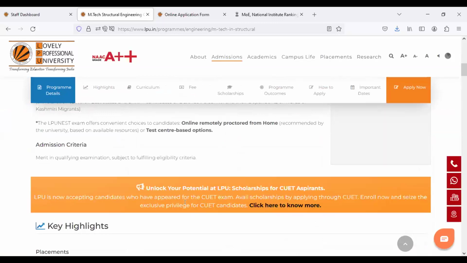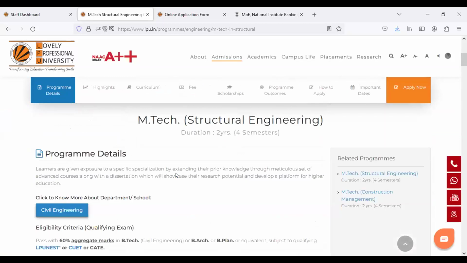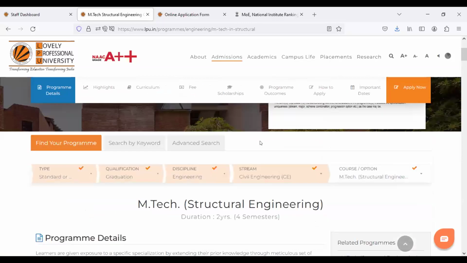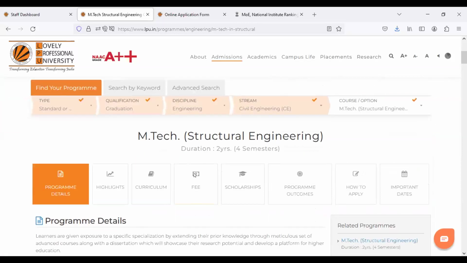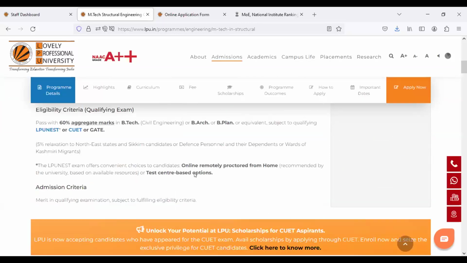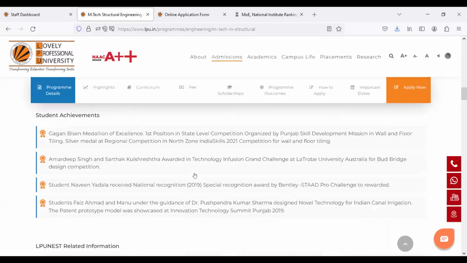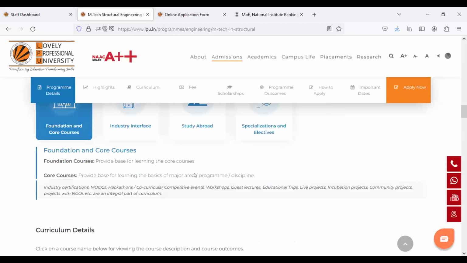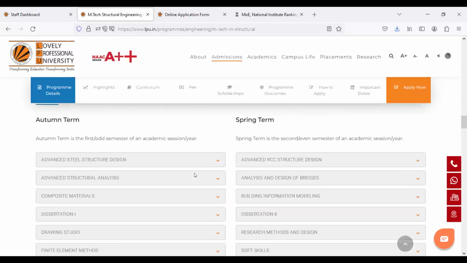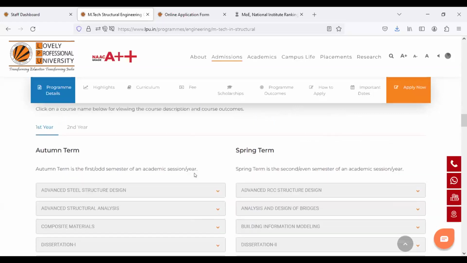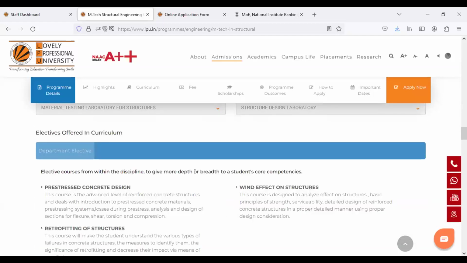If you go abroad, and if you are really in touch with the news, then you can get to know this is a very demanding program, MTech Structural or MTech Construction. And this way you get to know all the details over here: what the program fees will be, what the curriculum will be, what subjects you are going to study in the first semester, second semester, like second year. So all the things you can get to know.